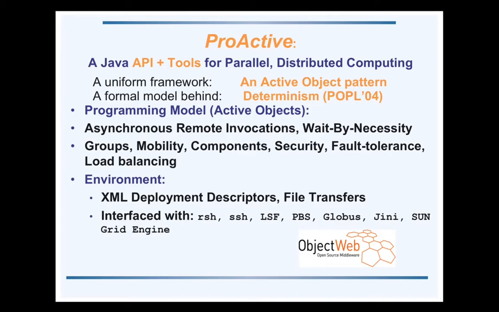It's a uniform framework, and it has a formal model behind it, so there's a semantics. The programming model is based on active objects. It just consists in separating the set of objects at runtime into different actors, and each actor has a single thread, so you don't have data races, they just communicate by sending messages. So you have asynchronous remote invocations that look a bit like the asynchronous function calls that we designed. And you have what is called wait-by-necessity, just a get on a future, but it's transparent. And it comes with plenty of features and an environment for running easily the programs.